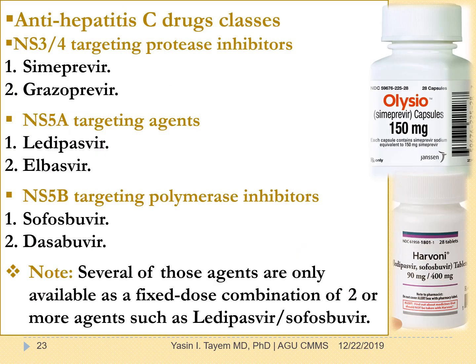This slide shows examples on direct-acting antiviral drugs which are used for the eradication of hepatitis C virus infection. The first group is NS3/4 targeting protease inhibitors such as Simeprevir. The second group is NS5A targeting agents such as Ledipasvir. The third group is NS5B targeting polymerase inhibitors such as Sofosbuvir. Several of these drugs are available as fixed-dose combination of 2 or more agents.